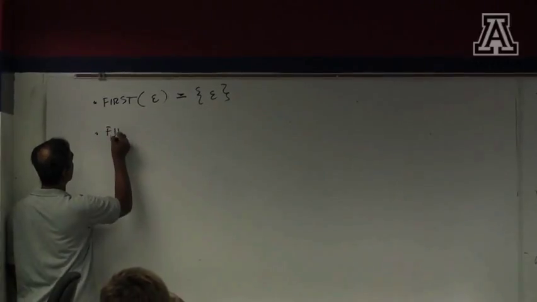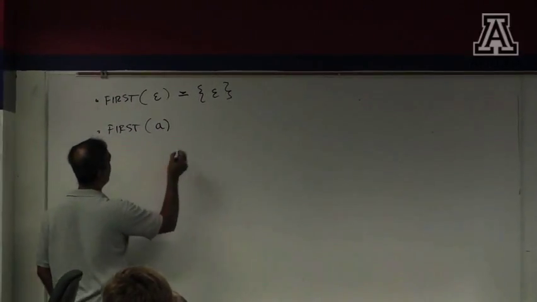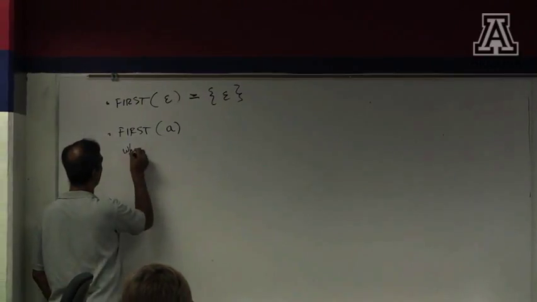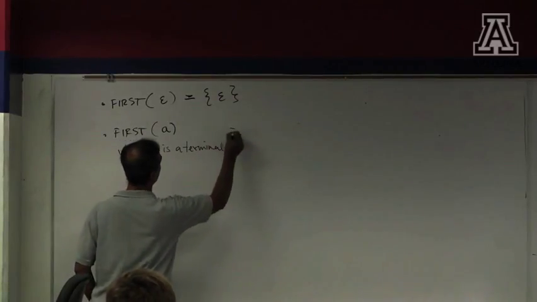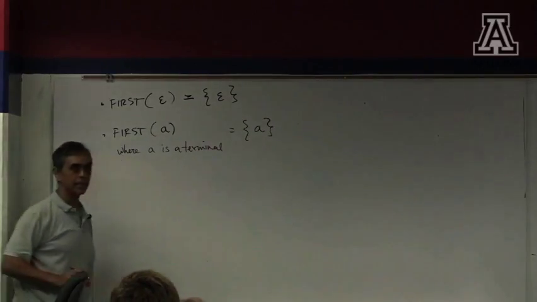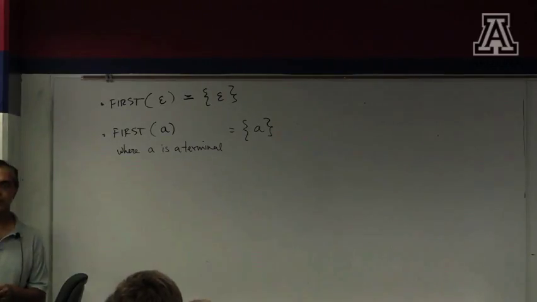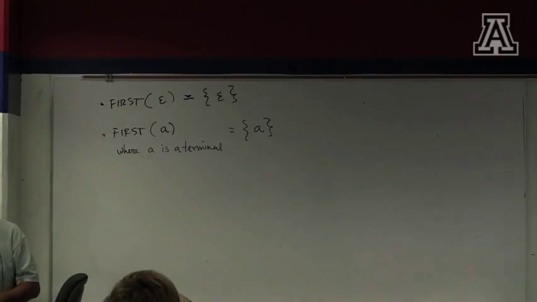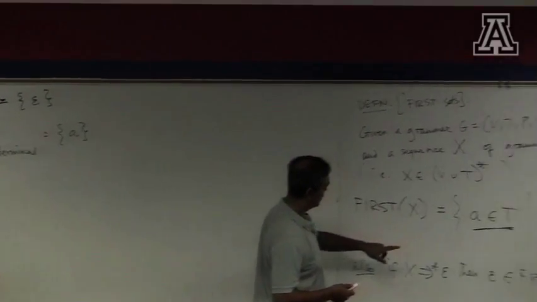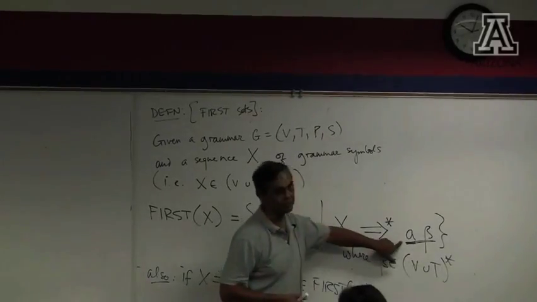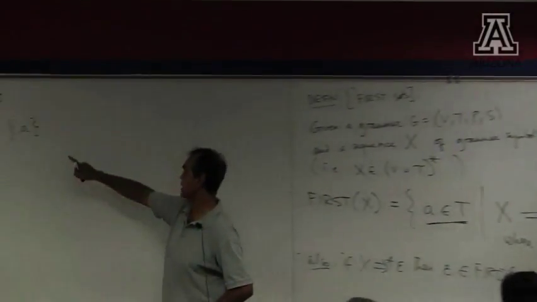OK, first of A, where A is a terminal, is just the set A itself. Why is that? No, I want someone else. Why is that? Will? Terminals can't be reduced to anything else. So the terminal can only derive itself because there's no other derivation possible. So that's all it is able to derive.